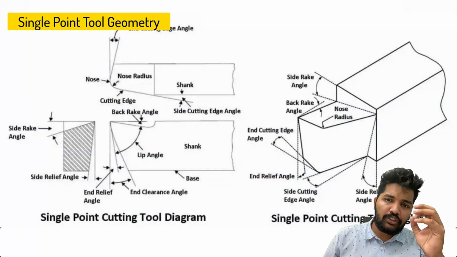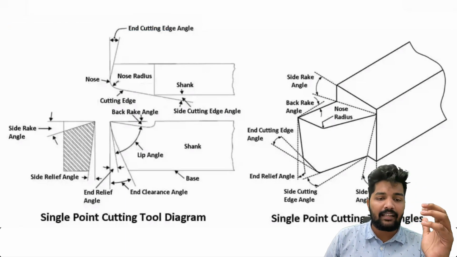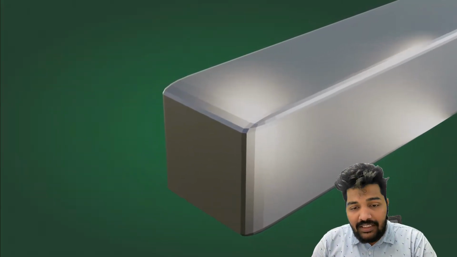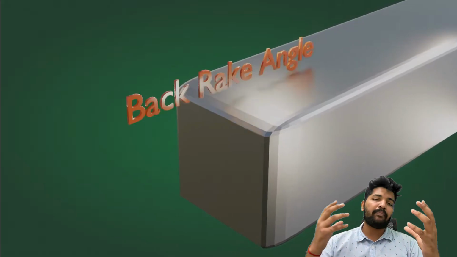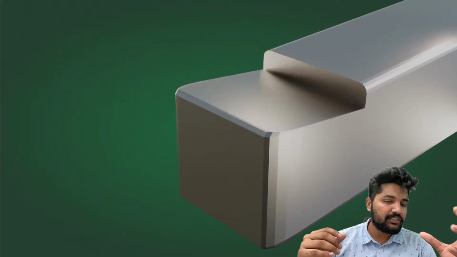Now let us talk about the geometry of the single point cutting tool more in detail by talking about its angles. First, we talk about the back rake angle. Now this is the angle between the tool face and a line parallel to the shank. This angle affects the cutting edge orientation.